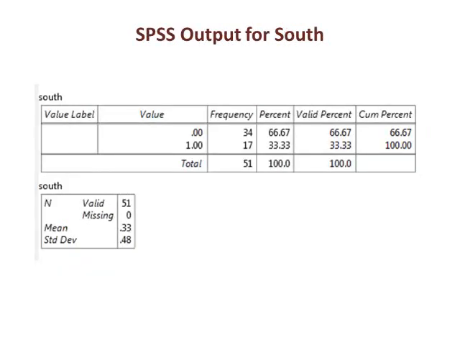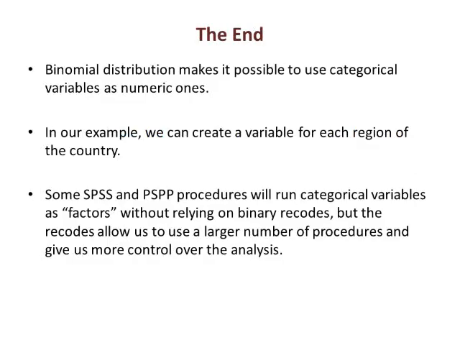We do not get a message from SPSS that our recode was a success. Instead, we must run a frequency distribution on our new variable to make sure that it is correct. Here is the SPSS output from the frequencies command for the variable south. The binomial distribution makes it possible to use categorical variables as numeric ones. The advantage of this recoding may not be obvious now, but can be quite useful with more advanced statistics.